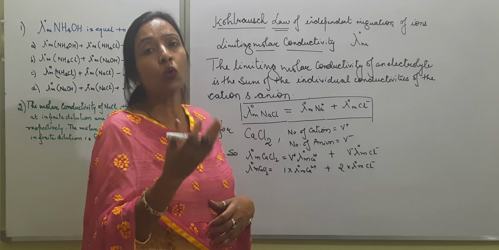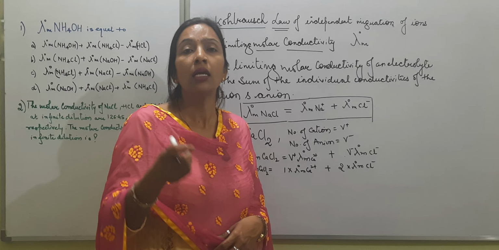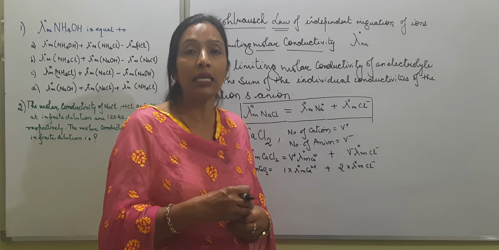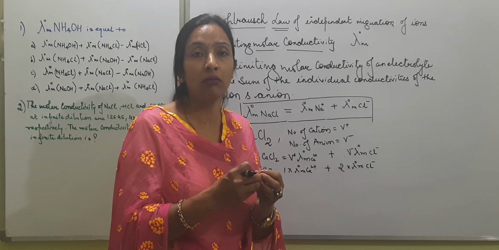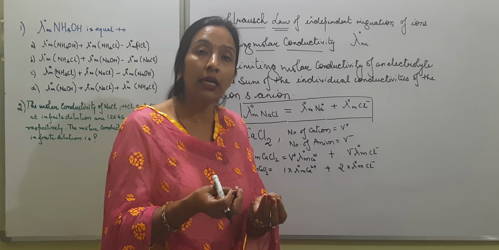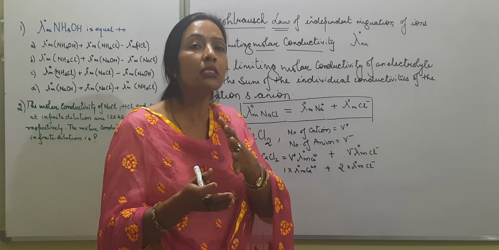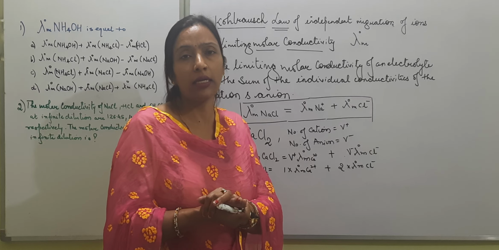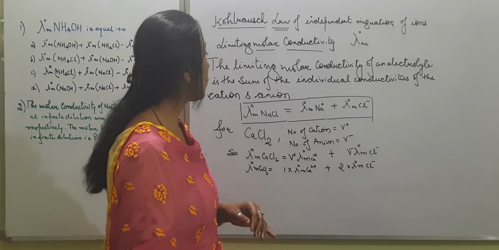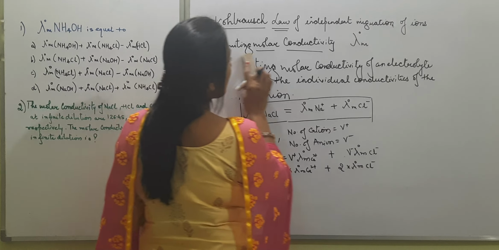Now the Kohlrausch law also explains that if we take the same cation and different anions, then the pair will have almost the same type of molar conductivity. So let's see what it's saying.